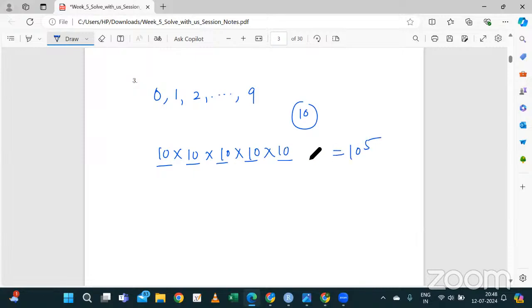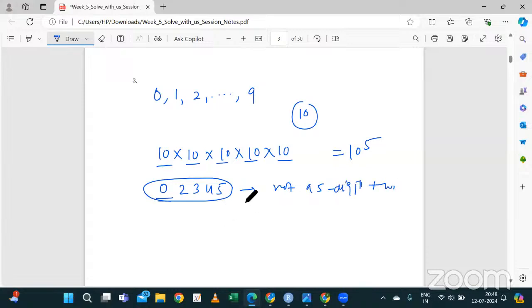Okay, I will come to that. So this is the case. But the thing is that if 0 is at the first place, suppose you got the number 0, 2, 3, 4, 5, something, now this is not a 5-digit number. So this is a 4-digit number.